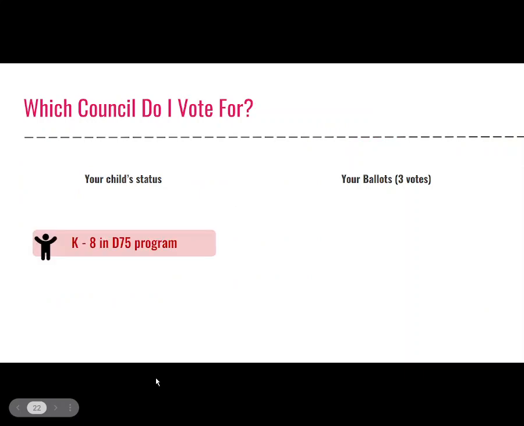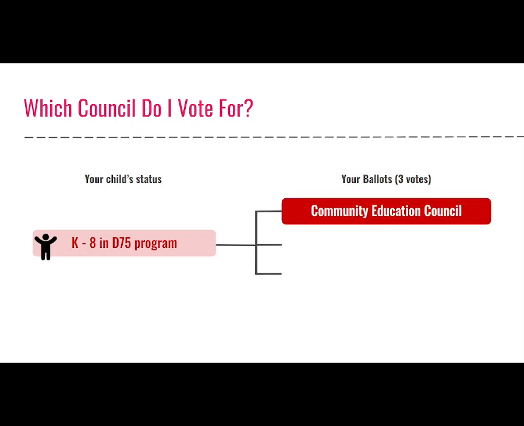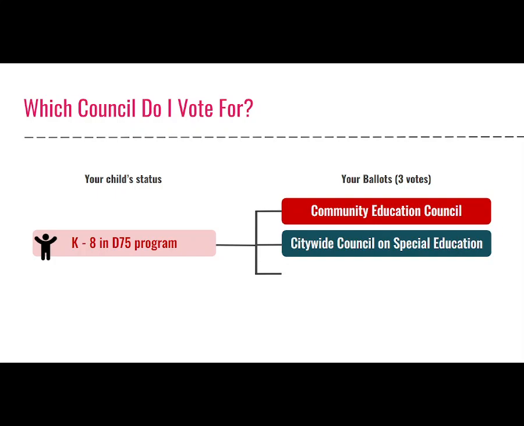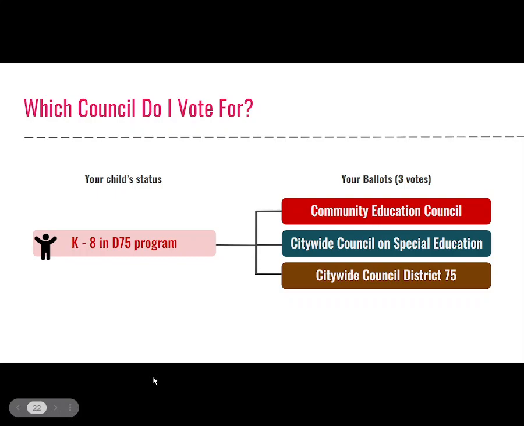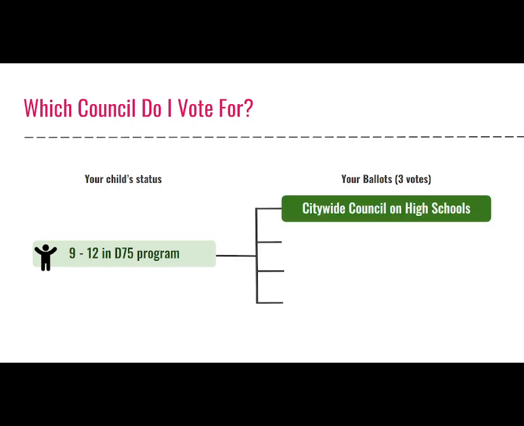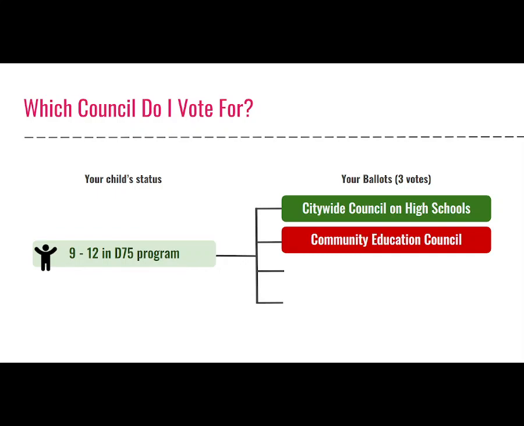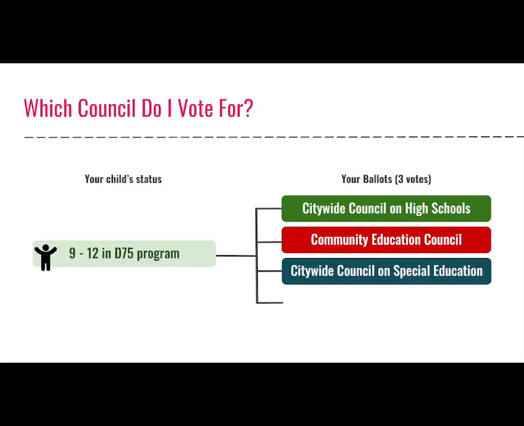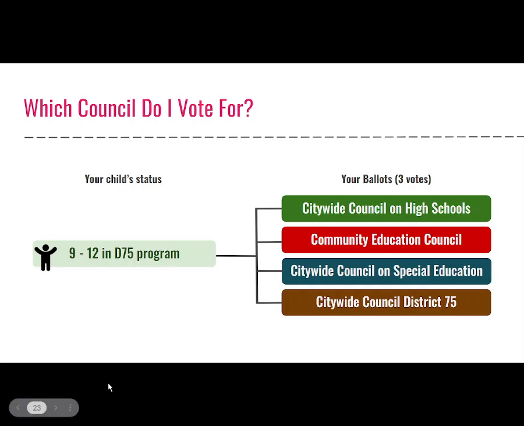So if you have a child in a K-8 grade in District 75 program, you will vote for the Community Education Council, Citywide Council on Special Education, and the Citywide Council for District 75. If you have a high schooler in the District 75 program, you will vote for the Citywide Council on High Schools, Community Education Council, Citywide Council on Special Education, and the Citywide Council on District 75.